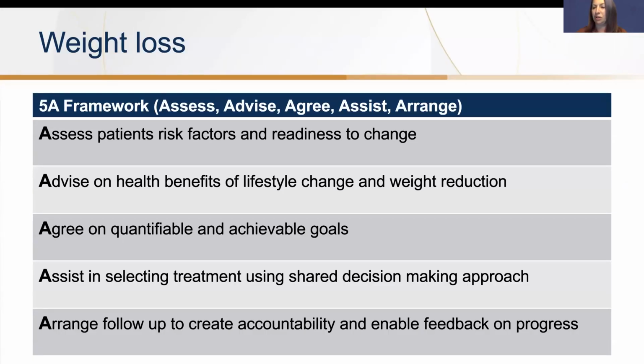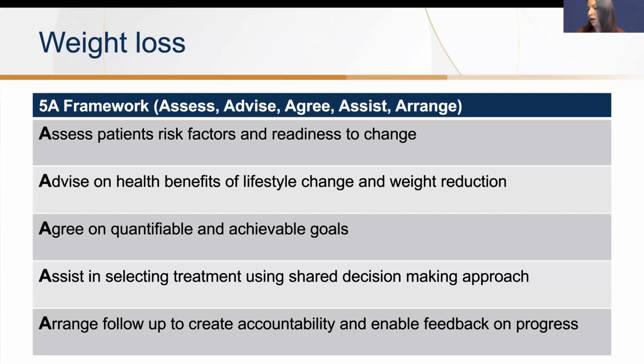Assess stands for asking permission to discuss weight, assessing for obesity-related comorbidities, screening for social determinants of health, housing, and food security, then reviewing their blood tests and looking for obesity and cardiometabolic risk factors, and also finding out what your patient's goal is. Then we move into advising, which would be discussing fatty liver, obesity as a chronic disease, and the health risks and benefits of weight loss. And then agreeing on specific, measurable, attainable goals, changes to diet, physical activity, sleep, and stress management.